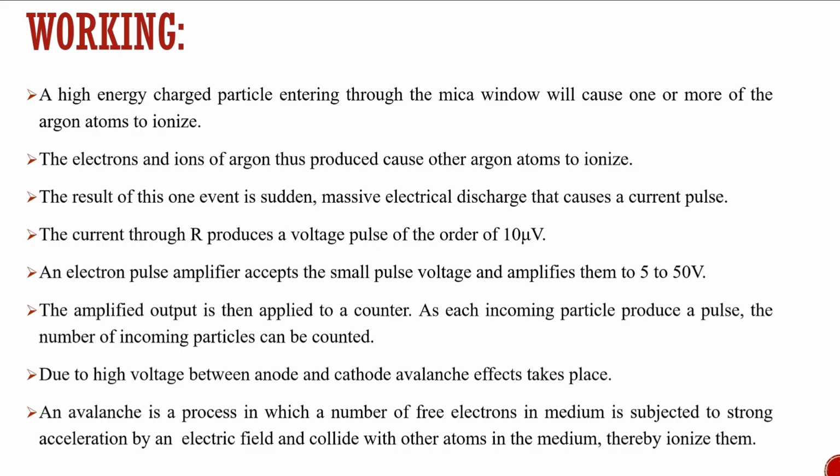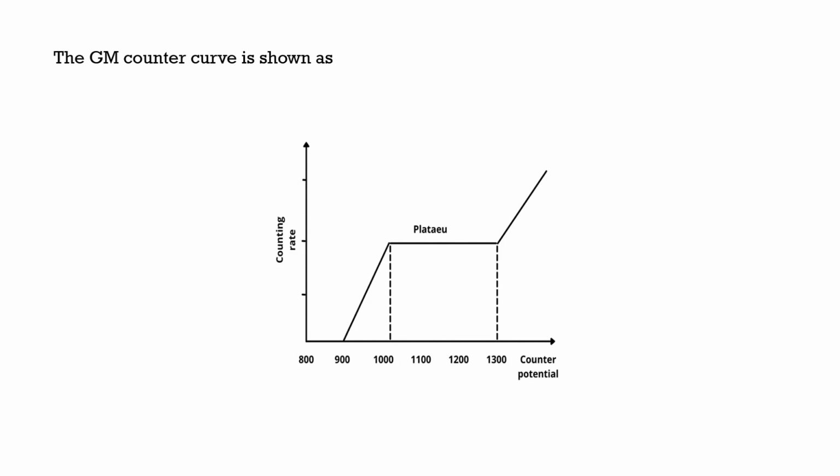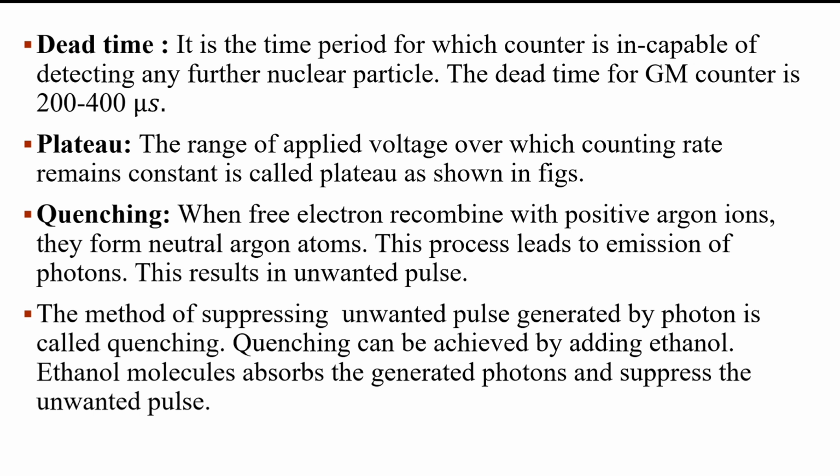Now let's see the graph of the GM counter. After knowing the graph, these are some main points. First, dead time. It is the time period for which the counter is incapable of detecting any further nuclear particle. The dead time of the GM counter is 200 to 400 microseconds. Now, plateau. The range of applied voltage over which the counting rate remains constant is called the plateau, as shown in the figure. Quenching. When free electrons recombine with positive argon ions, they form neutral argon atoms.